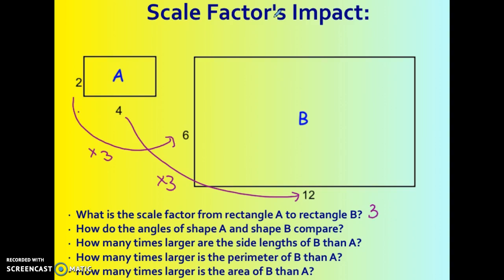Second question is, how do the angles of shape A and shape B compare? So you're going to notice these are rectangles, every single one. They are the same. In similar figures, this will always happen. So they are equal.